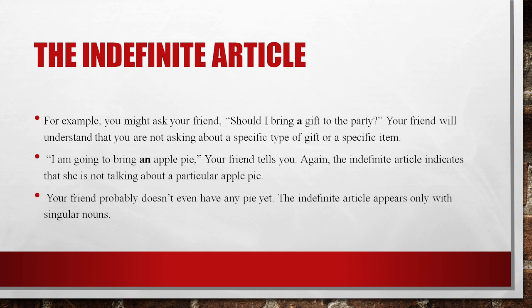Your friend will understand that you are not asking about a specific type of gift or a specific item. I am going to bring an apple pie, your friend tells you. Again, the indefinite article indicates that she is not talking about a particular apple pie. Your friend probably does not even have any pie yet. The indefinite article appears only with singular nouns, whereas the definite article appears with any type of noun which is too specific.